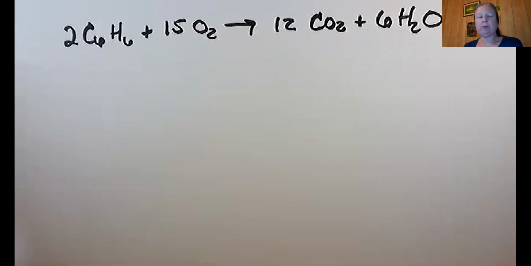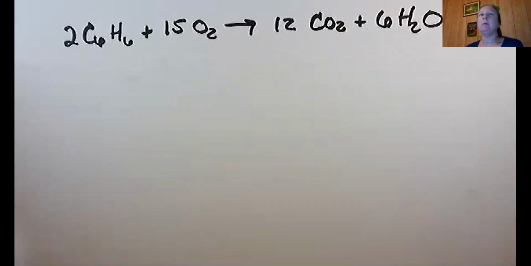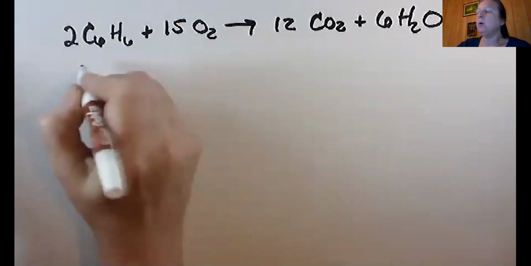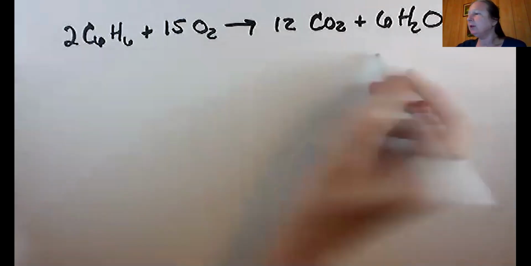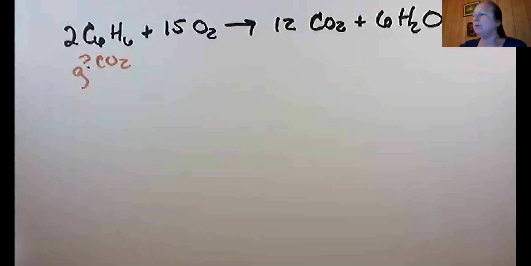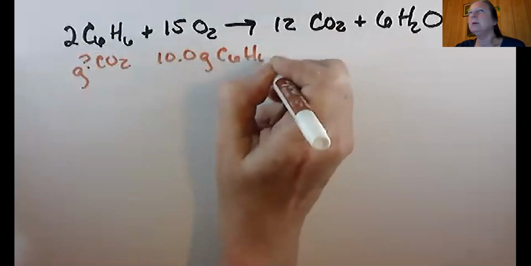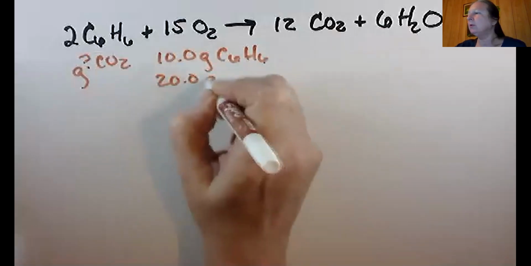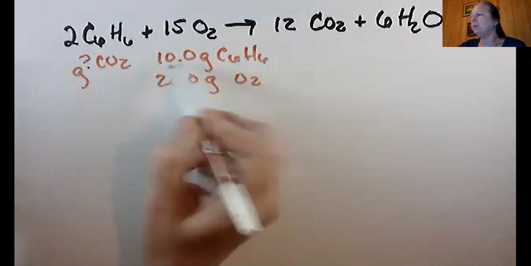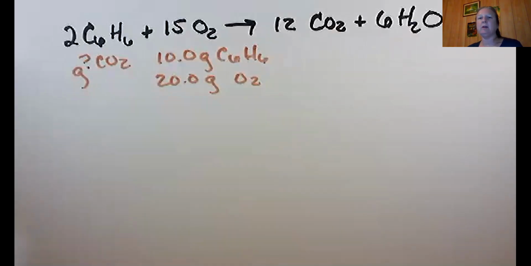So we have another combustion reaction. We have a hydrocarbon and oxygen giving us CO2 and water. Again, not putting phases in for space limitation. And the question says, what mass of CO2 is produced from 10.0 grams of the hydrocarbon and 20.0 grams of the oxygen? Now notice these are three sig figs. They have a right hand zero on the other side of the decimal place. The only reason that's there is because it's significant.